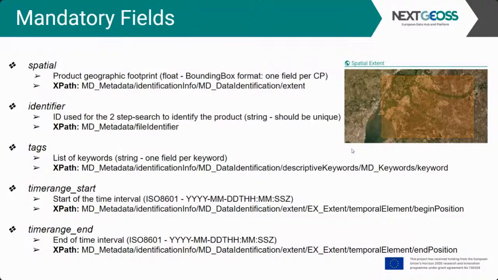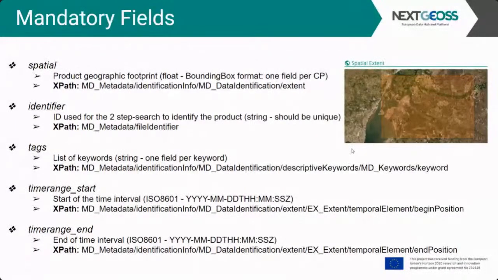You have an identifier, so an ID used for the two-step search to identify the product. So it's a string, and it should be unique. The idea is then that it's a single identifier that identifies that product. So you need to make sure that that's unique.